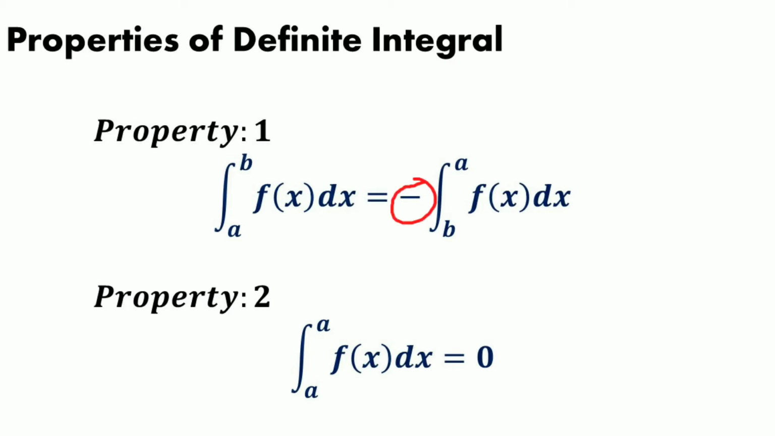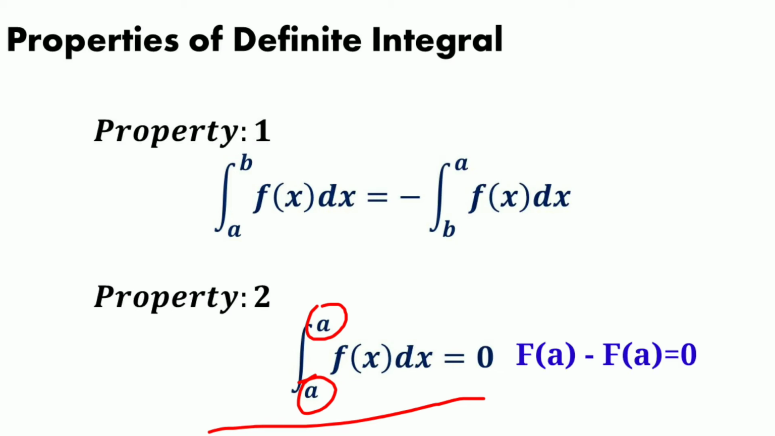given definite integral. The second property of definite integral says that if the upper and lower limits of a definite integral are the same, then there is no work to do. The value of the definite integral is 0 because the integral from a to a f of x dx is equal to f of a minus f of a, which is equal to 0.